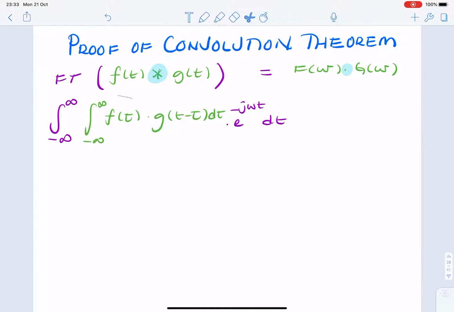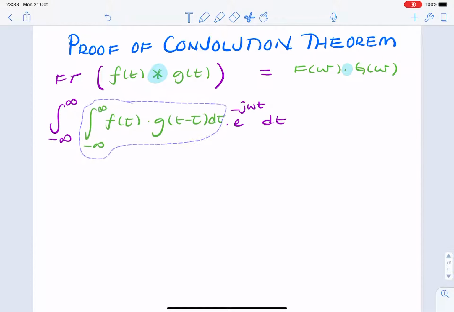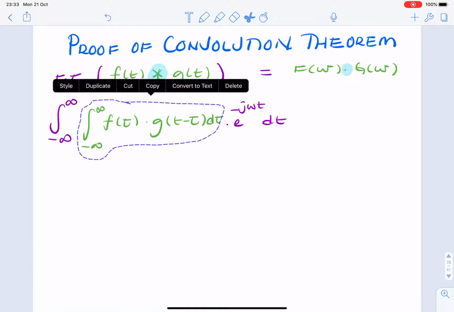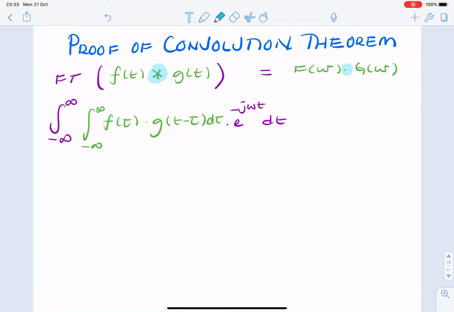So let's bring that down a little bit. There. So here we have f of tau, we've got d tau. So it would make sense if I were to switch the order of these integrations, just to keep the taus on the outside.